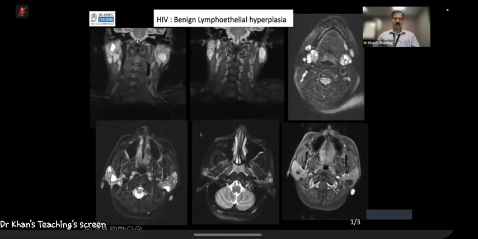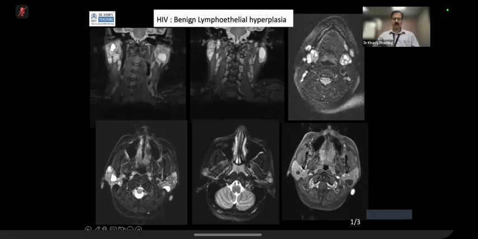this is a benign condition in which there are multiple cysts in the parotid gland. There can be cysts in the submandibular glands also. With that, you will see a lot of neck nodes. You will see adenoid hyperplasia, and this is a classical picture of HIV, benign lymphoepithelial hyperplasia.